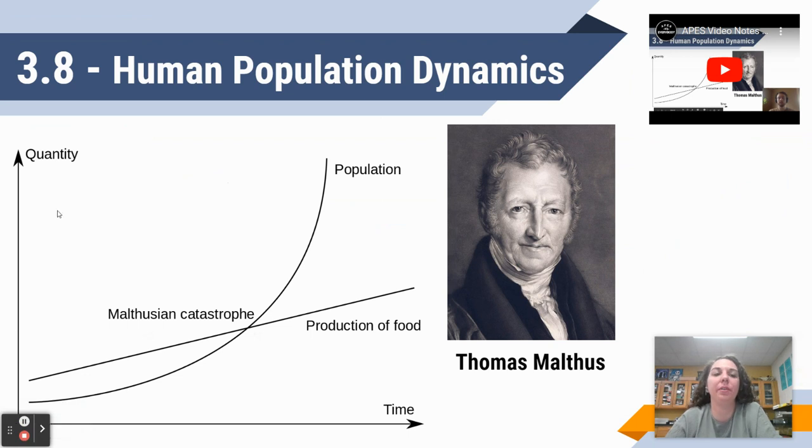All right, so continuing on, 3.8, human population dynamics. So we know that populations are going to have a carrying capacity that's set by its limiting resources.